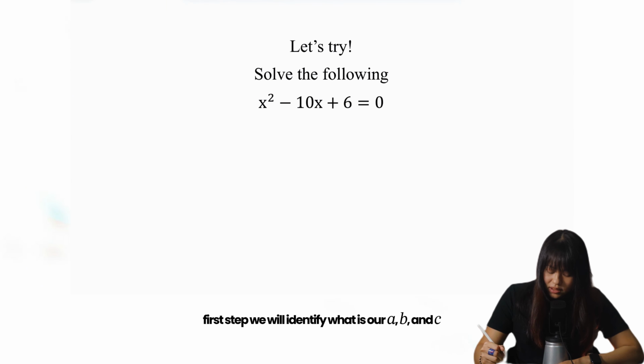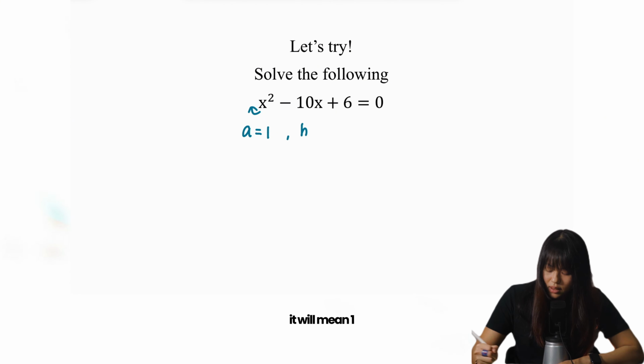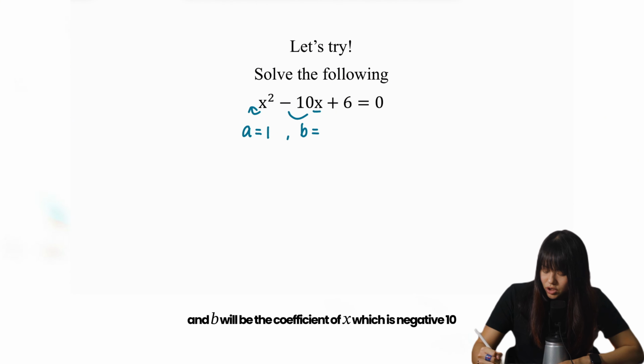First step, we will identify what our a, b, and c are. a will be the coefficient of x². If there's no number in front of x², it will mean 1. b will be the coefficient of x, which is −10. And lastly, c will be our constant term, which is 6.